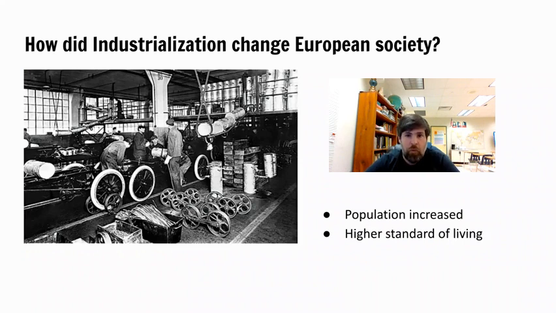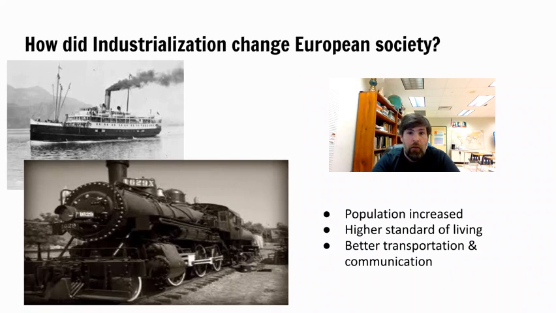Because factories were being used to make things that people bought, it meant that those things became cheaper, which means that more and more people were able to afford to buy more stuff. And so more and more people owned more belongings, and that made many people feel like they had a higher quality of living.